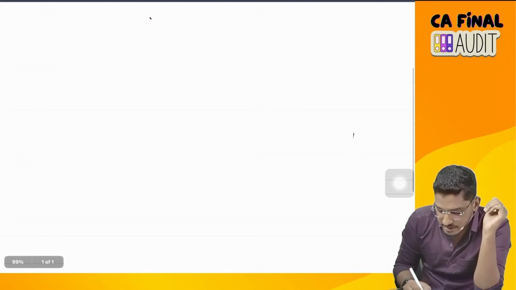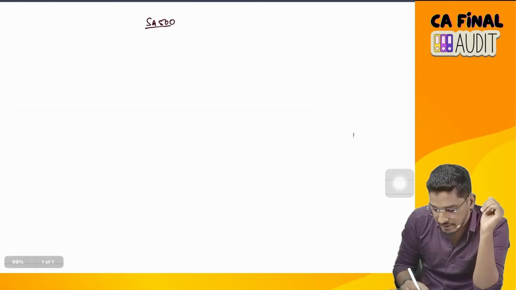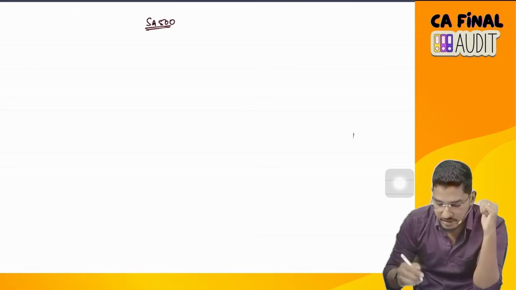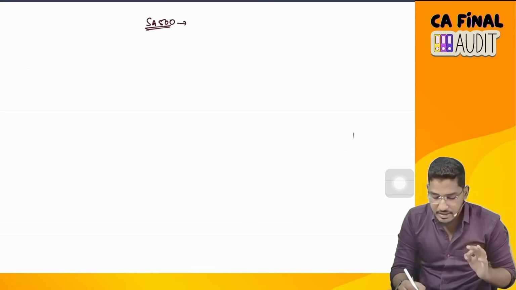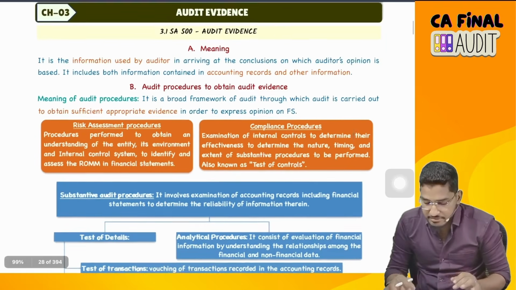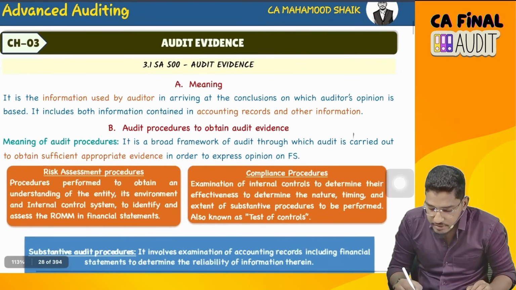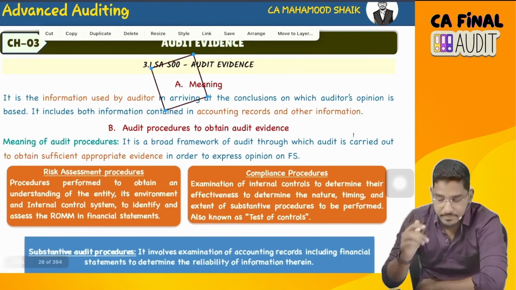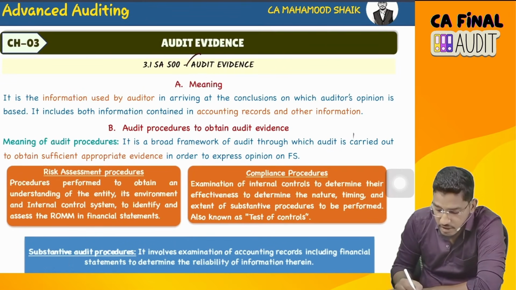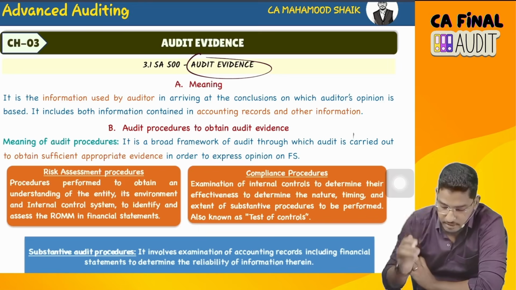So I will start my discussion with SA 500. In the 500 series, I will start my discussion with SA 500. And the title of SA 500 itself, if you look at the title, SA 500 is a standard which is going to talk about audit evidence. SA 500 is a standard which is going to talk about overall audit evidence in general.